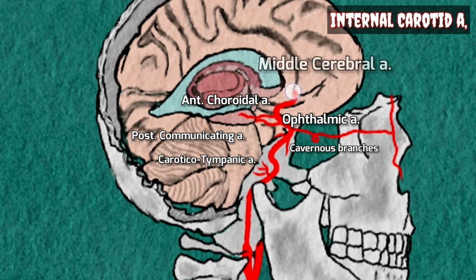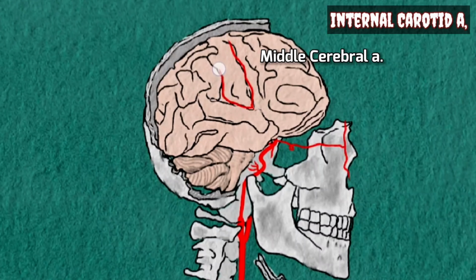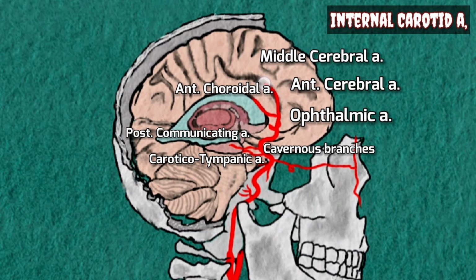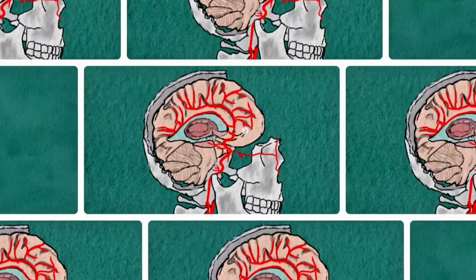The middle cerebral artery, one of the largest branches of the internal carotid artery. It supplies a significant portion of the lateral cerebral cortex, including the motor and sensory areas of the face, upper limbs, and parts of the temporal and parietal lobes. The anterior cerebral artery. This artery supplies the medial and superior parts of the frontal lobes and the paracentral lobule. It is connected to the opposite side via the anterior communicating artery, completing the circle of Willis.